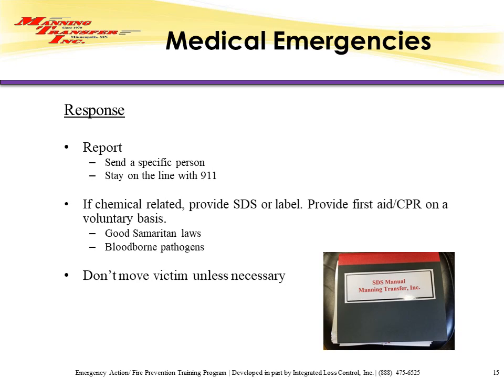If the injury is related to chemicals, we want to find the safety data sheet or the container with the label on it. That'll provide the first aid response information we need for that particular chemical. If first aid is to be provided to the victim, we need to remember that's done on a voluntary basis so we can maintain our liability protection under Good Samaritan laws, which protect us when we do provide first aid to people on a voluntary basis.